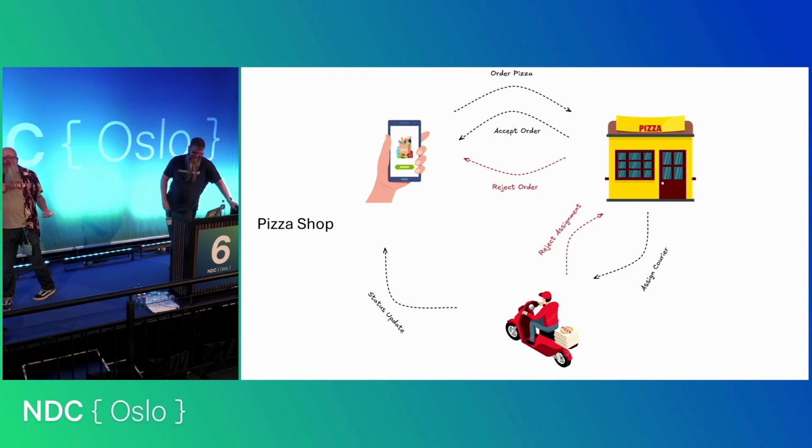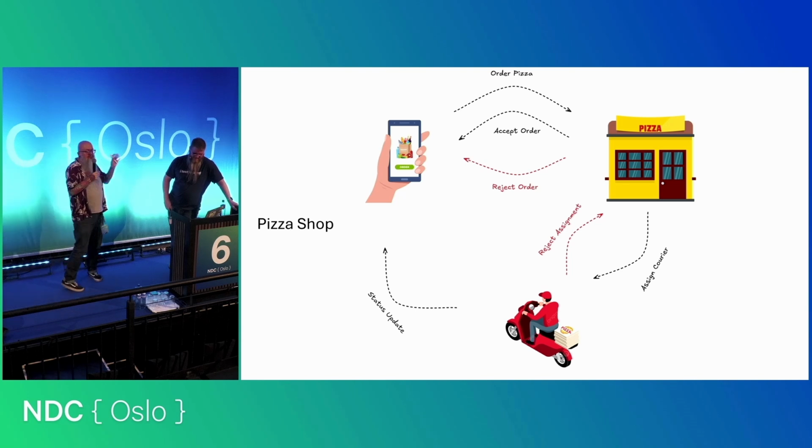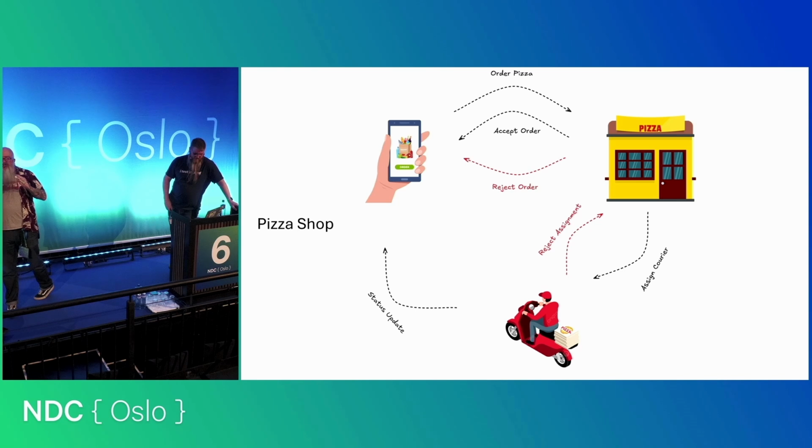Effectively, you as a customer, we're not going to actually have an app. We're just going to go to an HTTP API. You are going to place an order for a pizza. Our pizza shop is going to cook the pizza, and a courier is going to deliver the pizza.